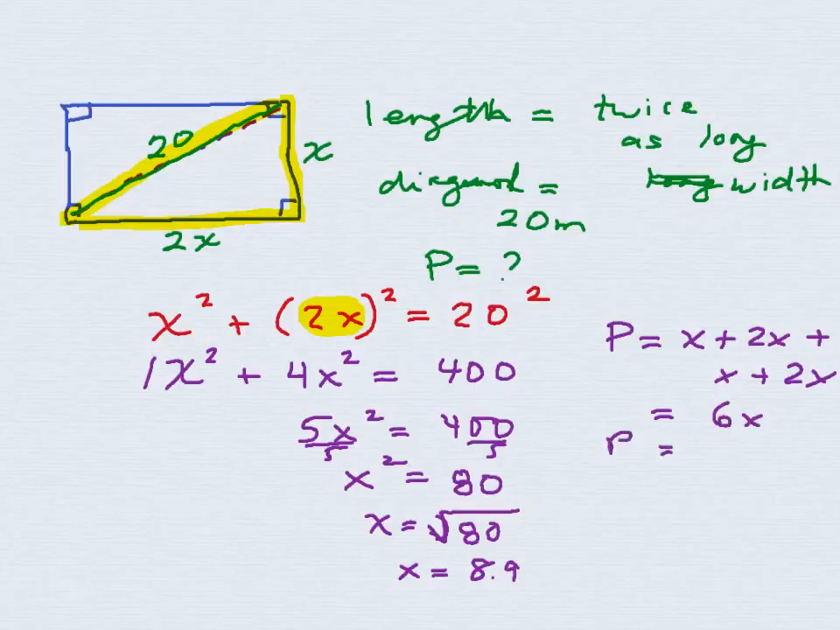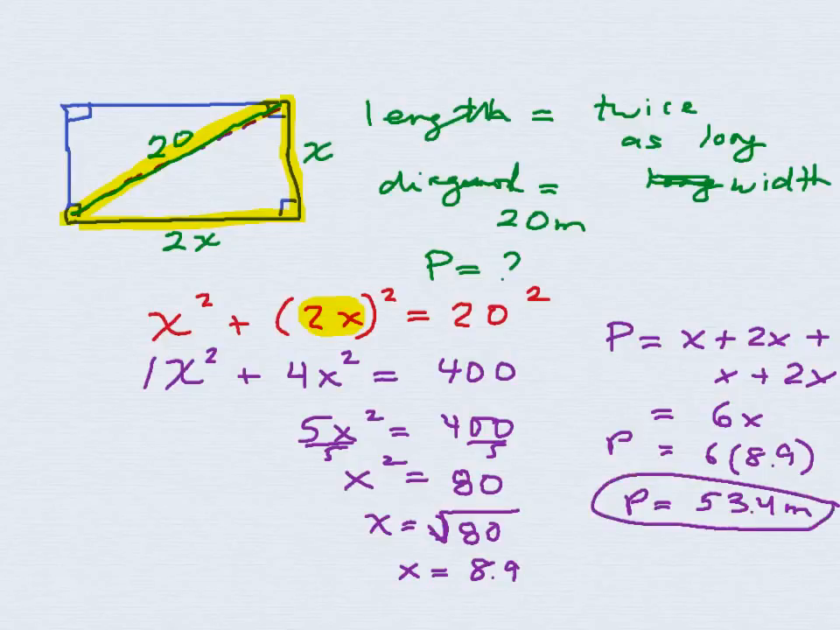Then you go off to your calculator and you type in 6 times 8.9 to get your answer. And this answer is going to be the sum of all the sides, 53.4. Therefore, the perimeter, if it was in meters originally, would be 53.4 meters.